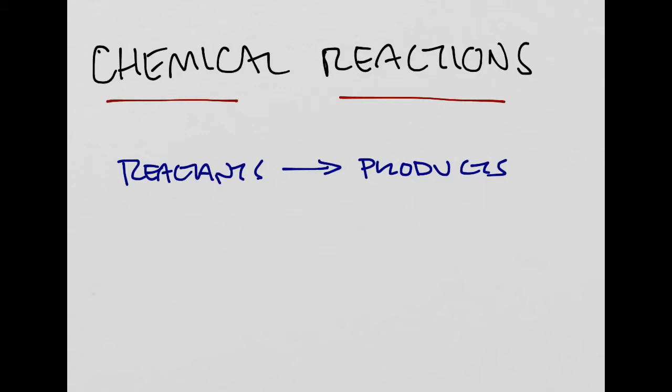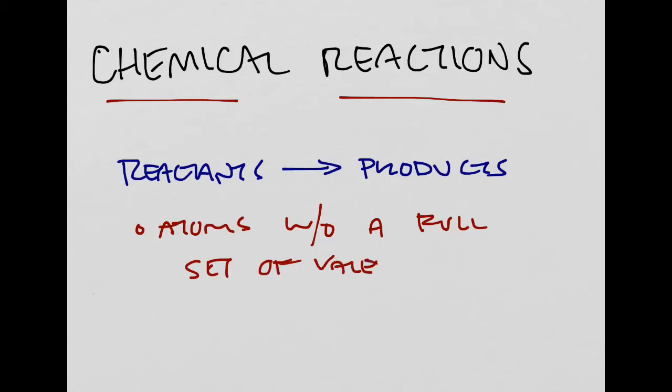Okay. So there are actually two conditions that you need for a chemical reaction to actually take place. In other words, for this arrow to actually exist and move from reactants to the products. And those two conditions are pretty simple. One, you need to have atoms without a full set of valence electrons. And the reason that's the case is that if they don't have a full set, they're not going to be as stable. They're going to be more willing to look for electrons from other things or give away their electrons to other things in a reaction.